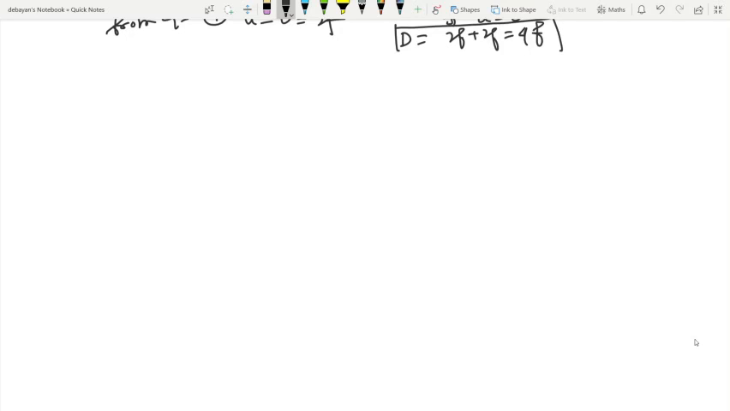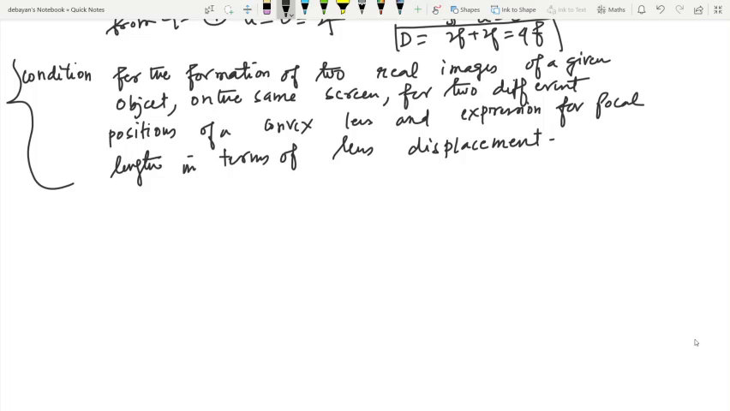Now the condition for the formation of two real images of a given object on the same screen for two different positions of a convex lens, and you have to find the expression for focal length in terms of lens displacement.